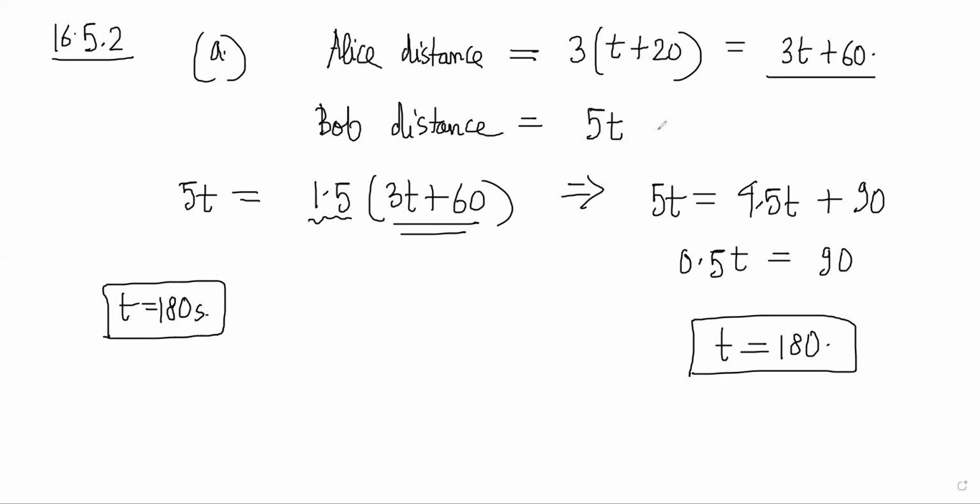The distance Bob has run is 5 times 180 or 900 meters. And the distance Alice has run is 200 into 3, which is 600 meters. 900 is 1.5 of 600. Do you understand? 16.5.3.